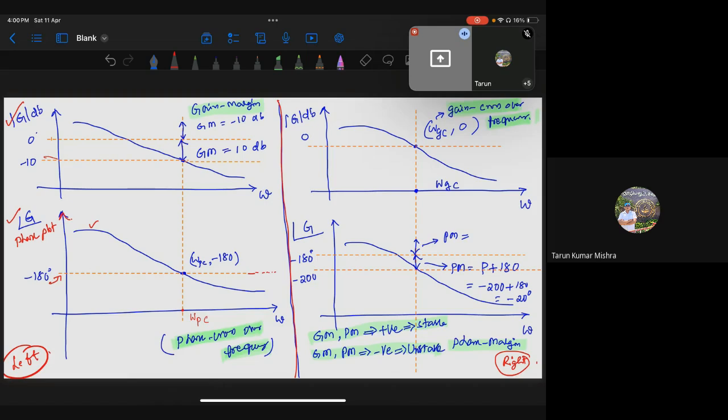Once you draw that, it will cut the plot here. Is that clear? Step one is you draw this line at minus 180, which cuts the plot here. Now draw this vertical line, then you'll have this point. Is this step clear?